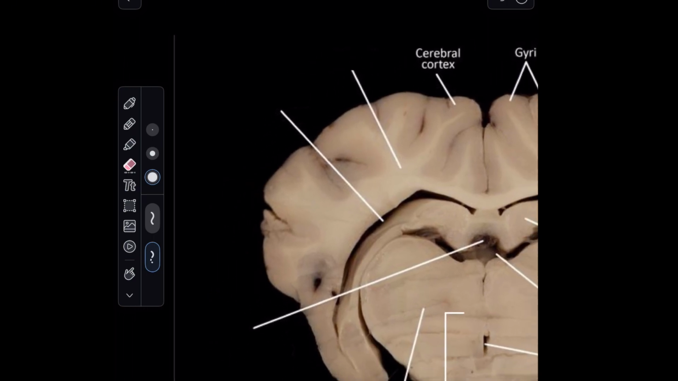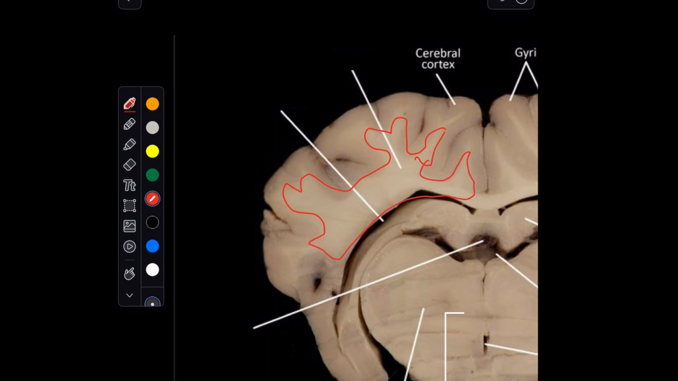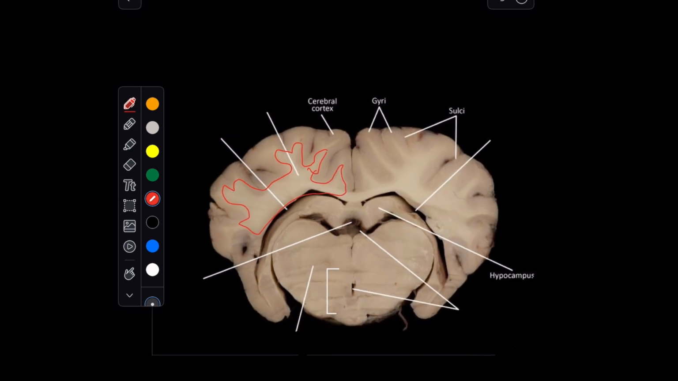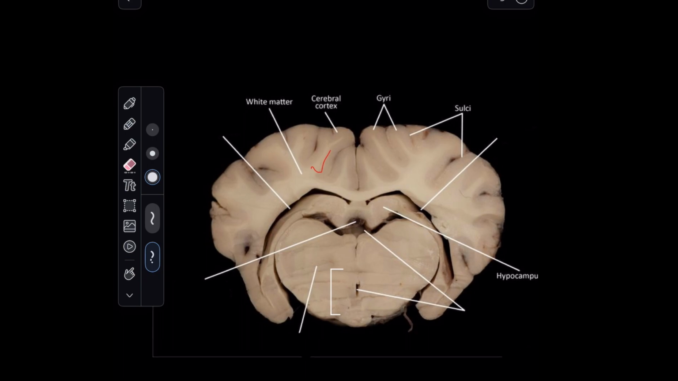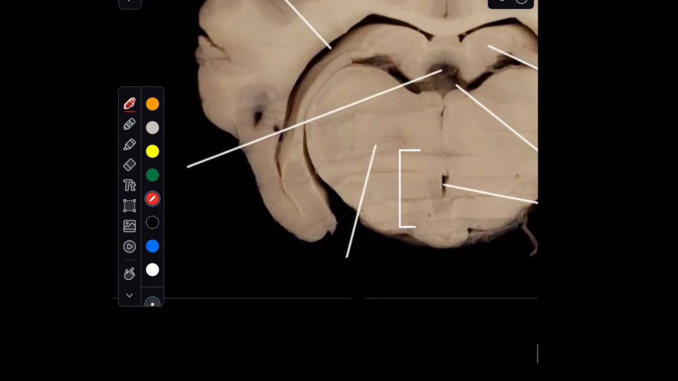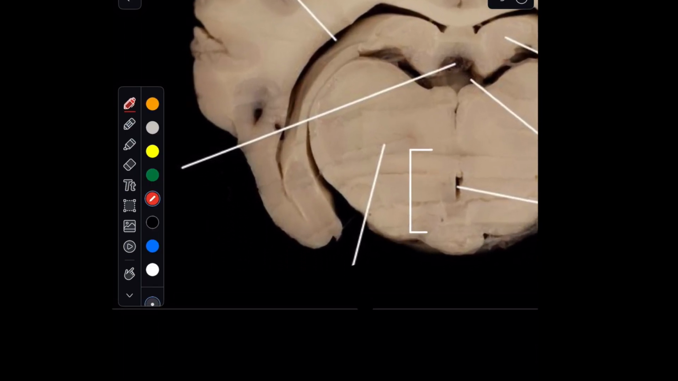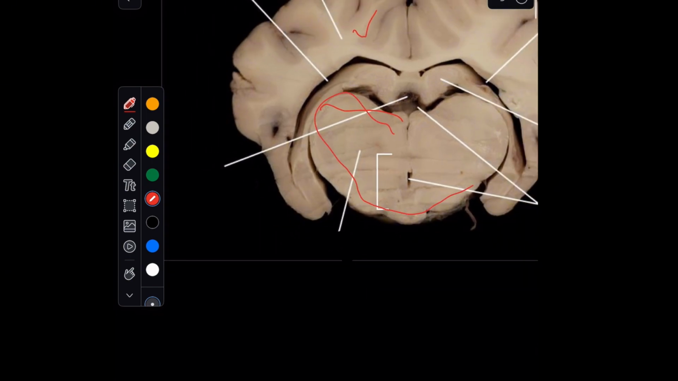Now, the matter inside, underneath the cerebral cortex, is known as the white matter. That right there is known as the white matter. Let me just uncover it. Okay, the next structure, this right here, let me try my best to draw this, or outline it actually. That right there is known as the thalamus.